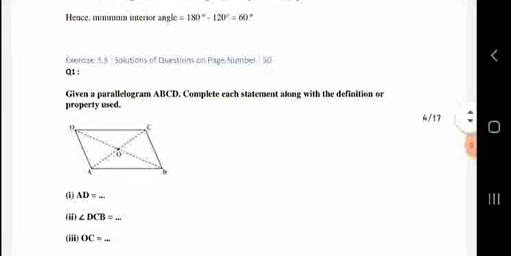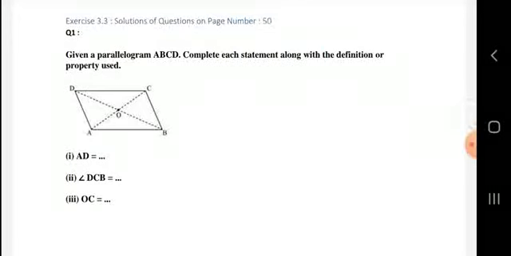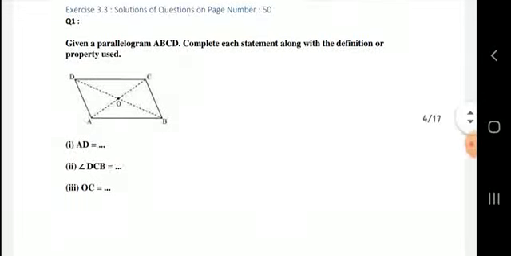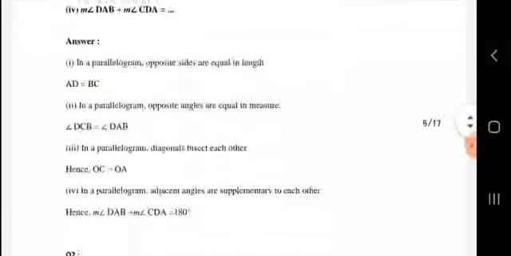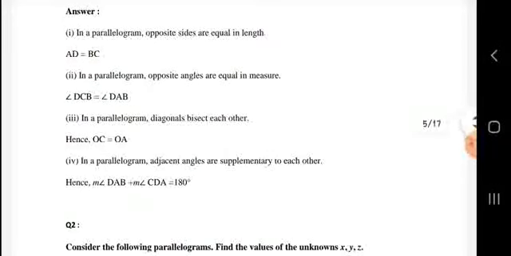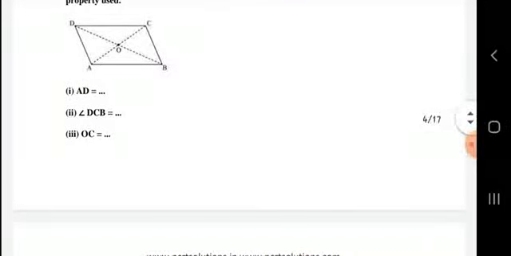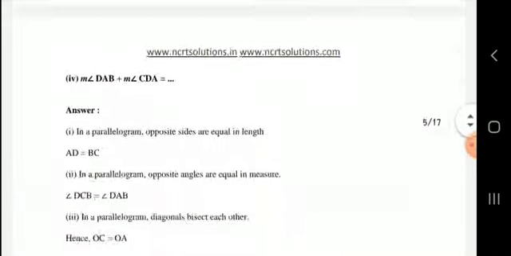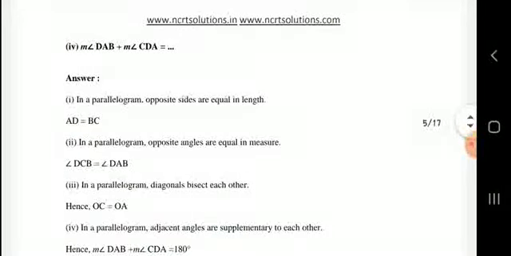Next, here they have given a parallelogram ABCD. AD is equal to BC because in a parallelogram opposite sides are equal. The opposite sides are of equal length, as you have learnt in parallelograms. And angle DCB is equal to angle DAB.